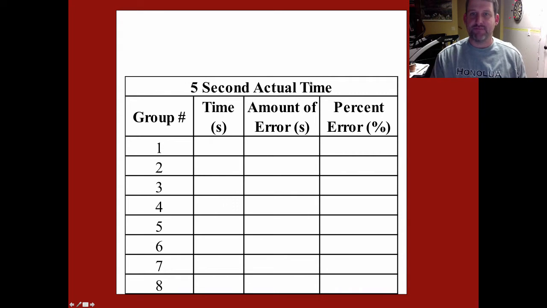And notice the difference between the first table and this table: the first one was a short time, 1.5 seconds, and this one's a longer time, 5 seconds. We're going to try and see how the amount of time we time affects our amount of error and our percent error.